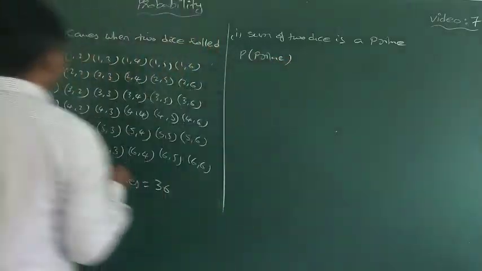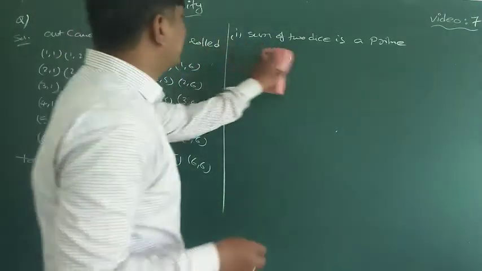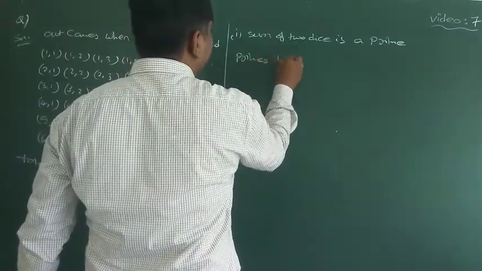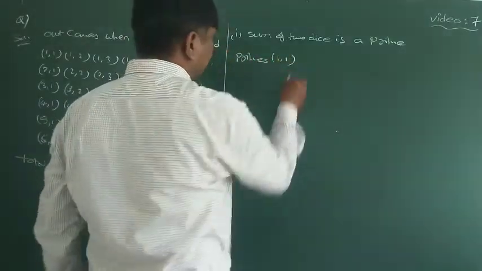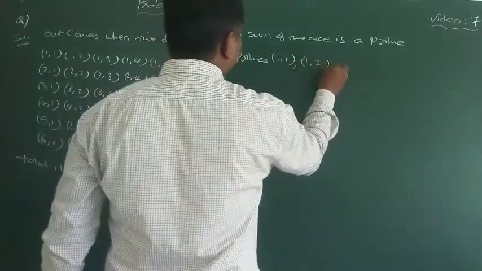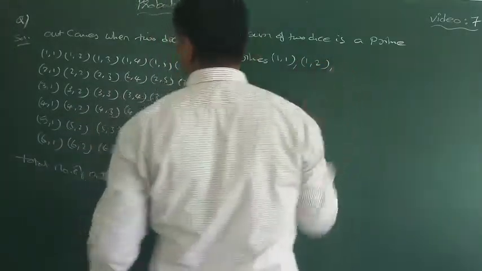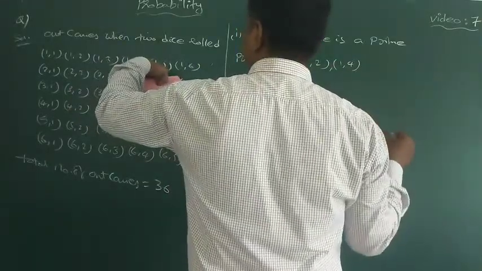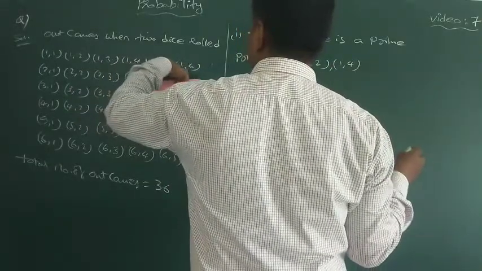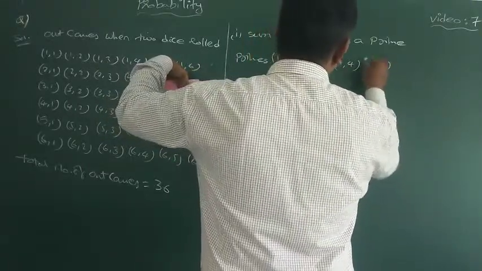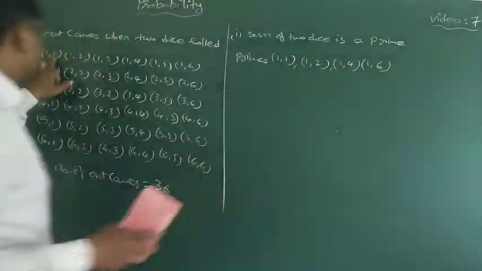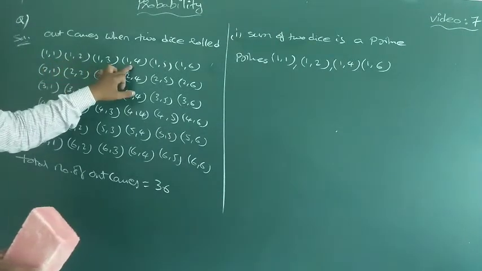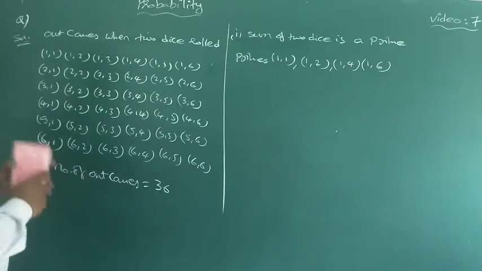The sum should be prime. So what are the prime numbers you get? 1 comma 1, 1 plus 1 is 2. 1 comma 2, 1 plus 2 is 3. 1 comma 4 is a prime number, 5. 1 plus 5 is 6, not prime. 1 plus 6 is 7. So 1 1 prime, 1 2 prime, 1 4 prime, 1 6 prime.